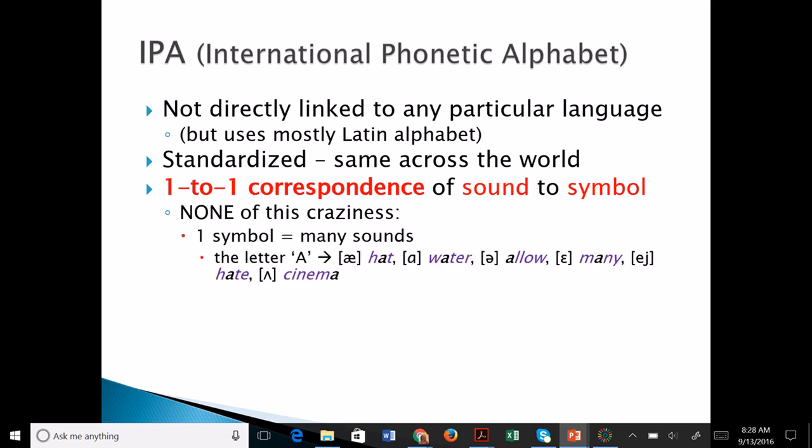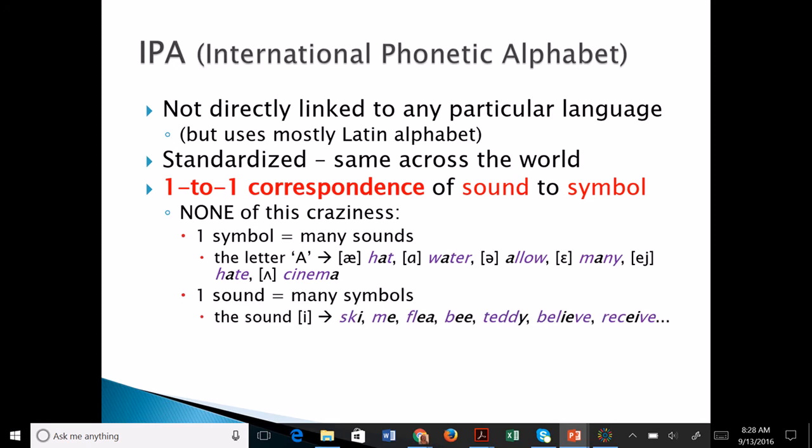So we have none of this terrible craziness that we find in the English spelling system, which has situations like a single letter in English that has many, many different pronunciations. So the letter A can be an A like in hat, an A like in water, a schwa, which is just this reduced grunting sound in allow, an A sound like in many, an A sound like in hate, and an A sound like in cinema. So lots of different ways to pronounce the letter A in English.